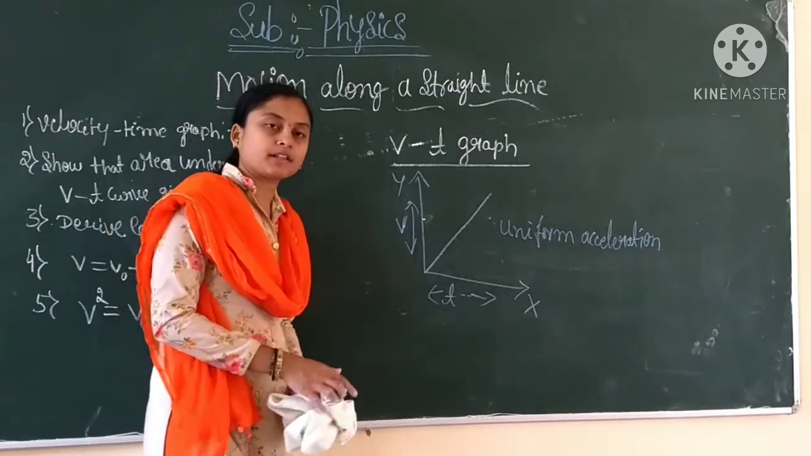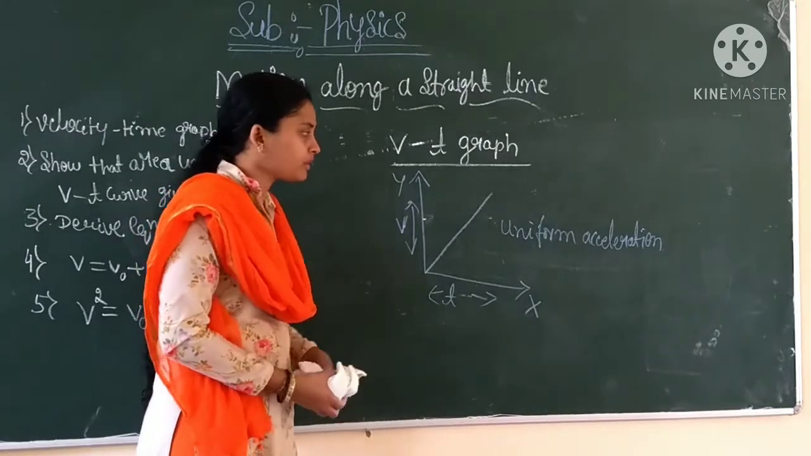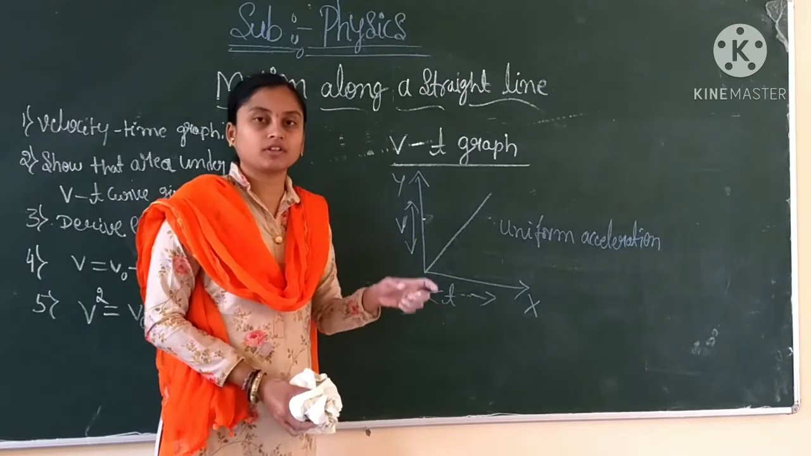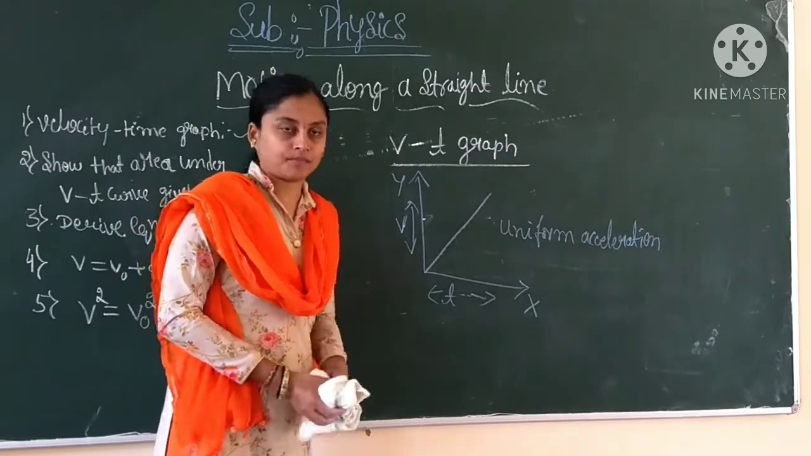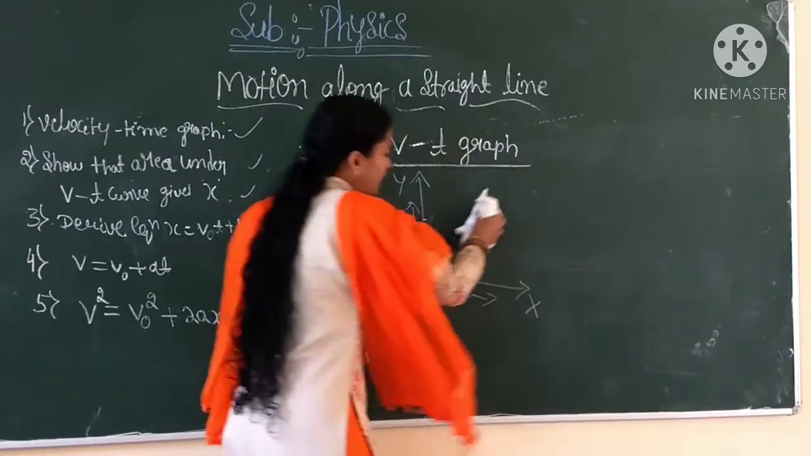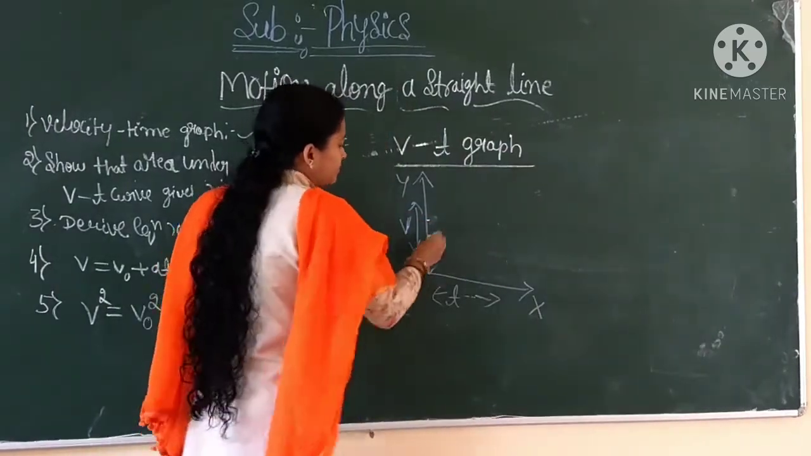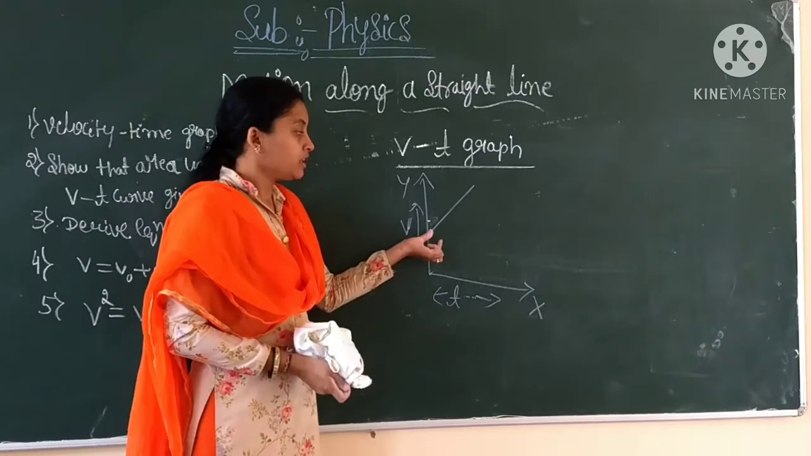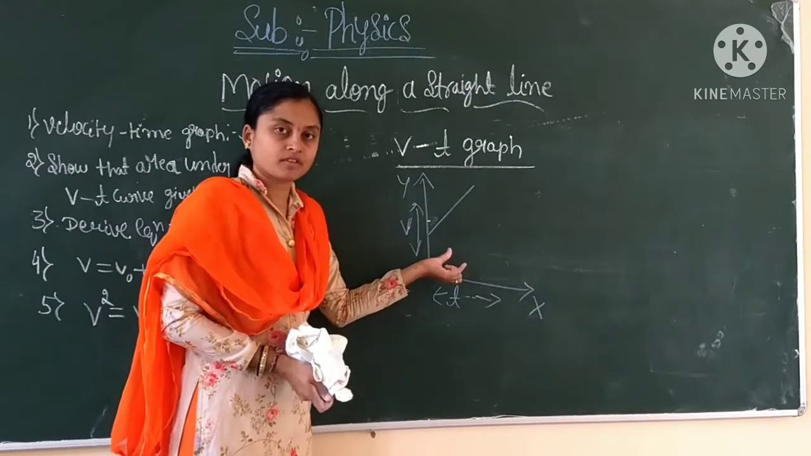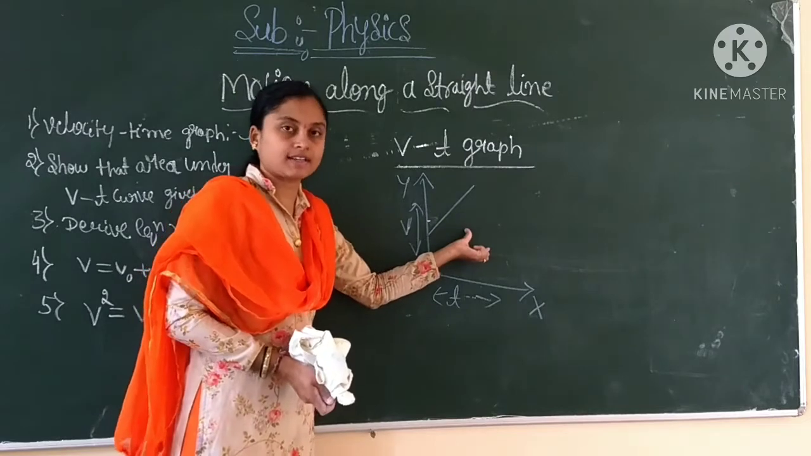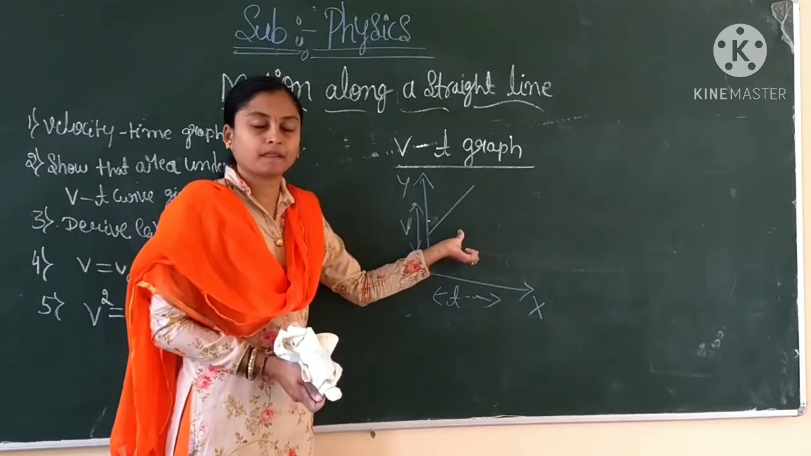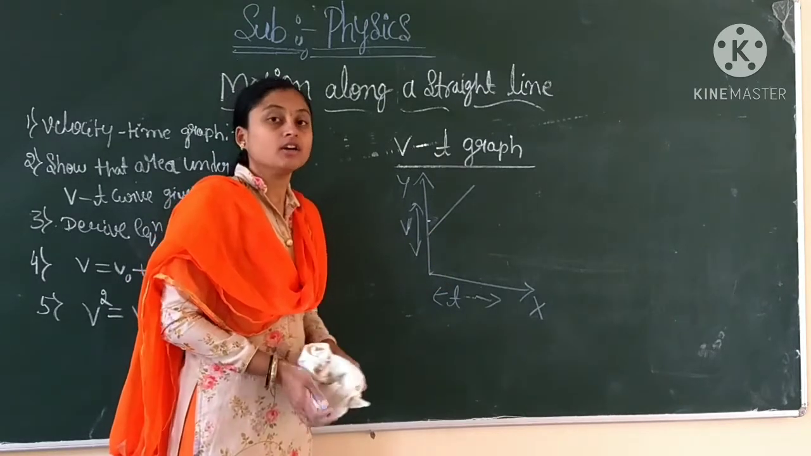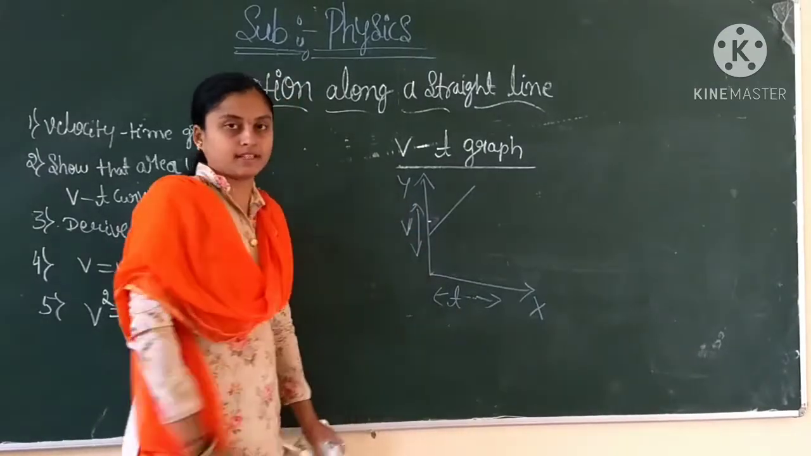Okay. So for example, they take another example: a particle moving with uniform acceleration starting with the uniform velocity. In the VT graph it is represented by this representation. This line in the VT graph represents that the motion of the particle is uniform acceleration starting with the uniform velocity. This is the third example.